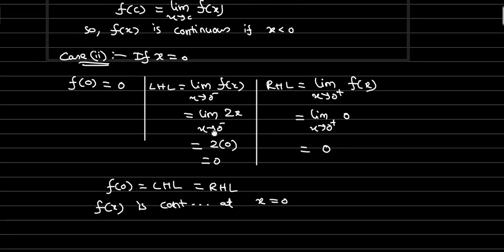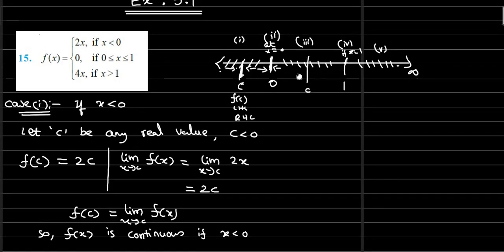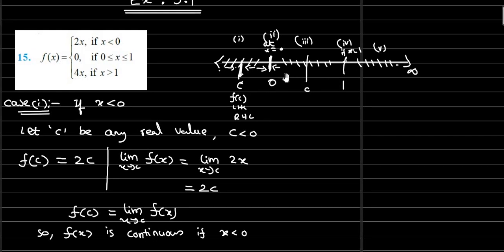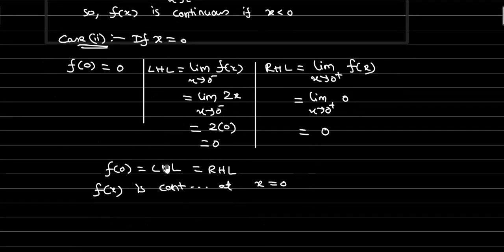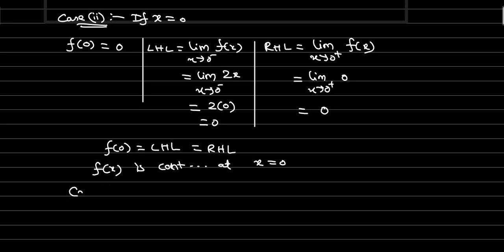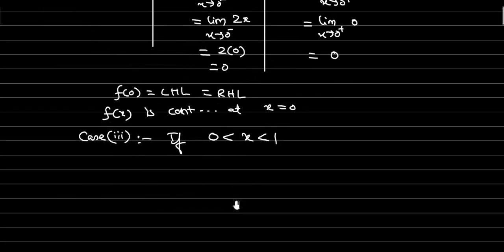Okay, so two cases are over. Next we take the third case. What is the third case? If any value lies between 0 to 1 is the third case. Case 3, if x lies between 0 to 1, so 0 less than x less than 1. Between 0 to 1, in this particular interval, we have infinite values.